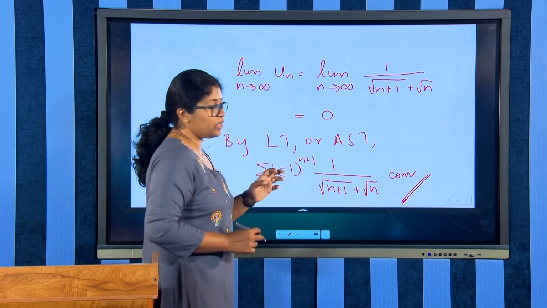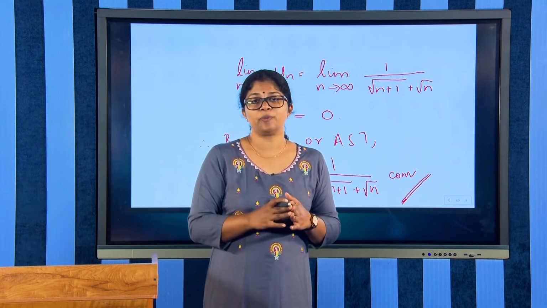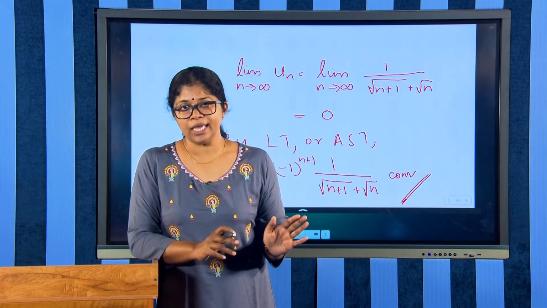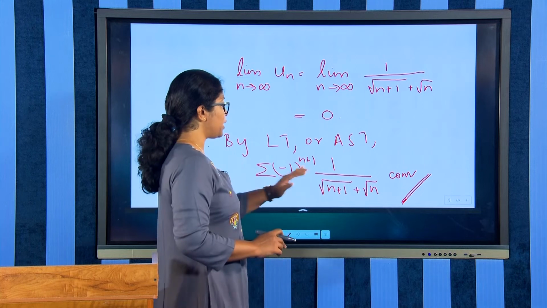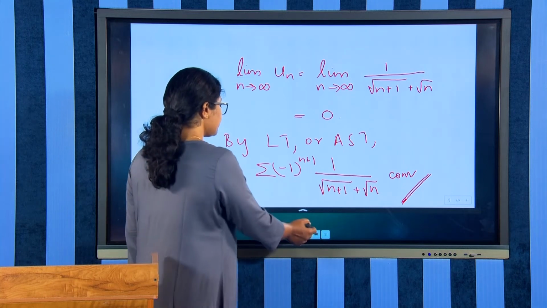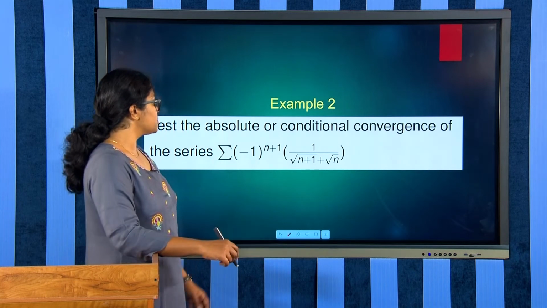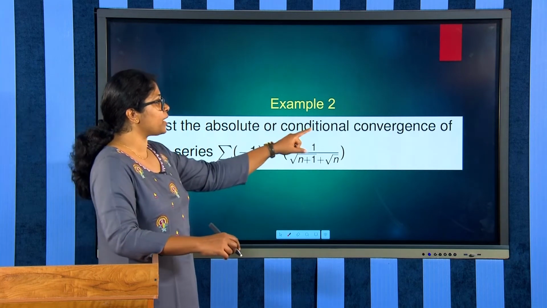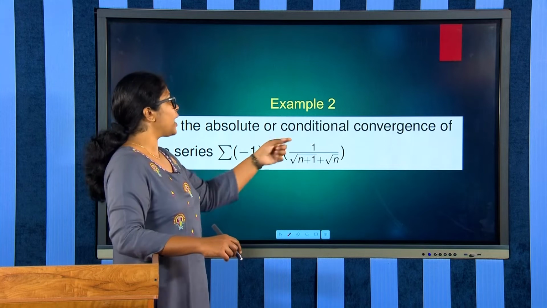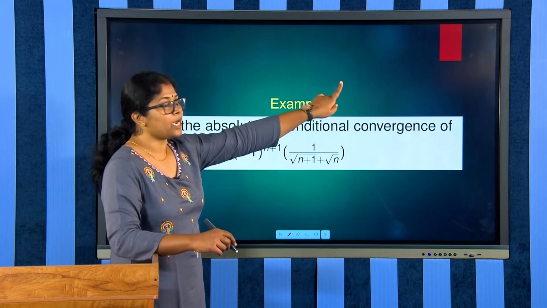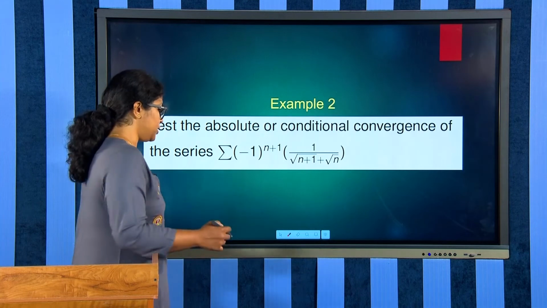So, the given series is proven to be conditionally convergent. It is not absolutely convergent. So, that is what we have proved in this case. So, that completes this example. Test the absolute or conditional convergence was the question. We have proved that the series is not absolutely convergent, it is only conditionally convergent.